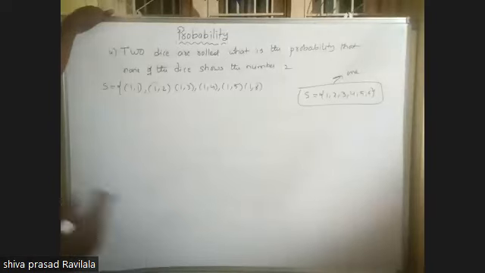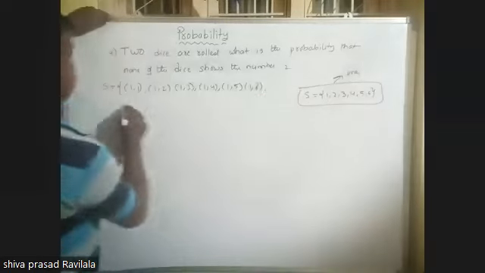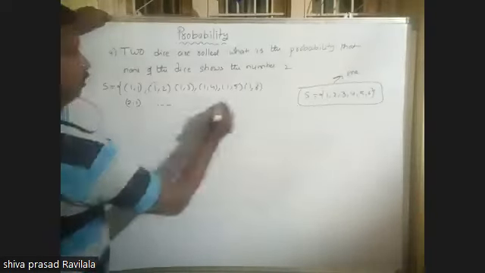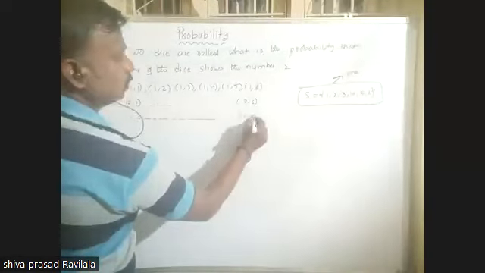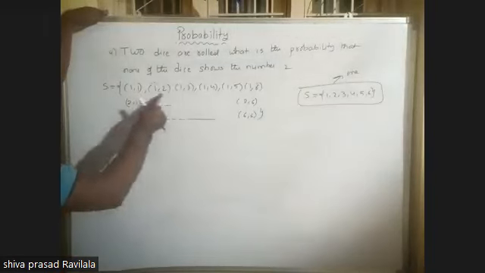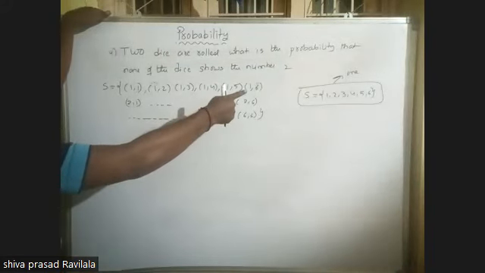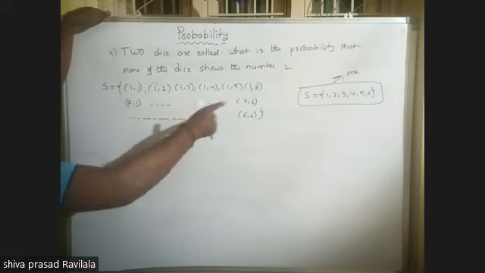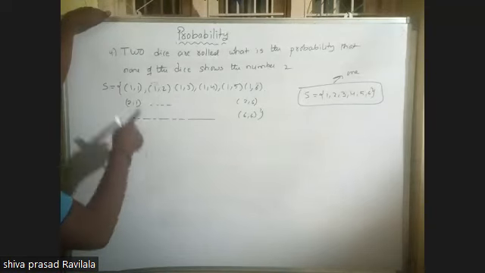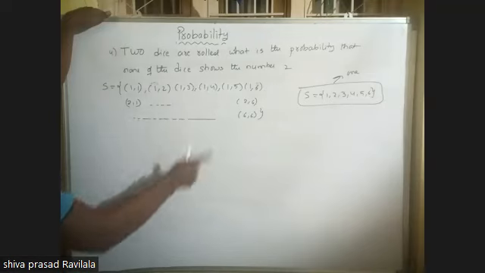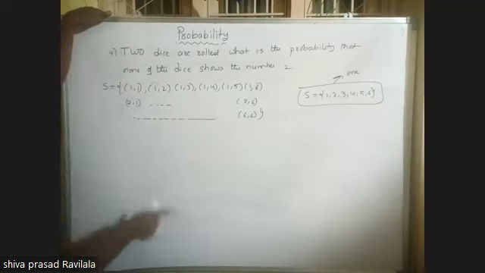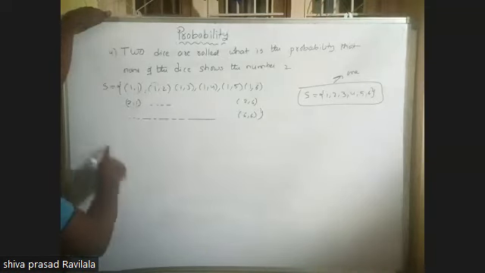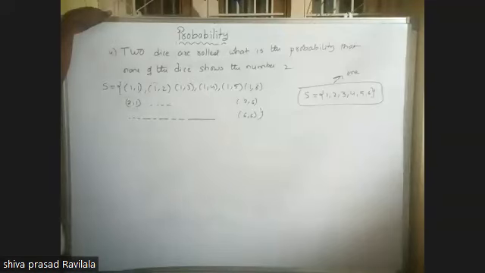And next, (2, 1), (2, 2), (2, 3), so on, up to (2, 6). Then (3, 1), (3, 2), (3, 3), (3, 4), (3, 5), (3, 6). Then (4, 1), (4, 2), (4, 3), (4, 4), so on up to (4, 6). Again, begin with (5, 1), and begin with (6, 1), so on. The last one is (6, 6).